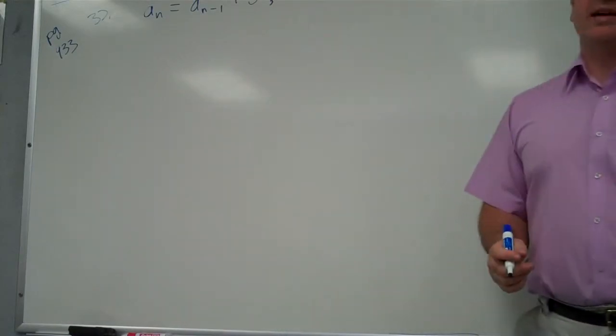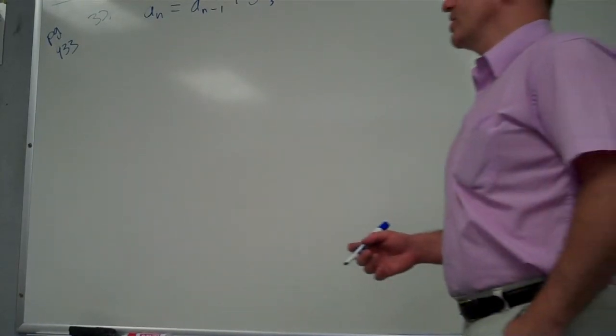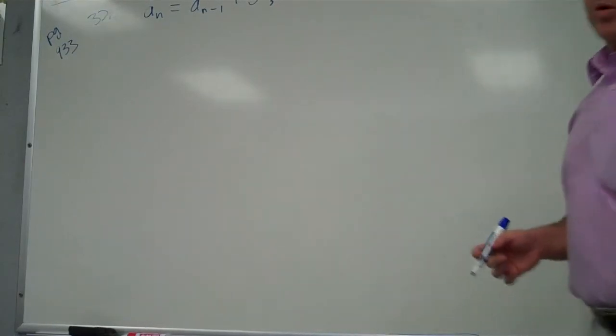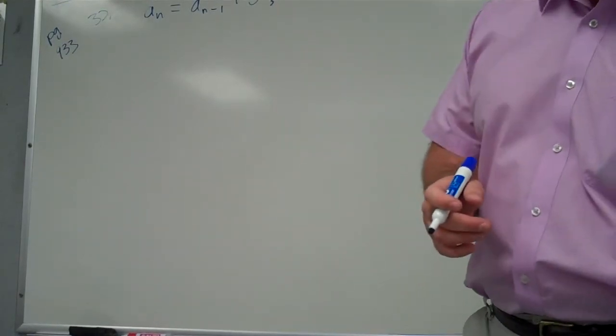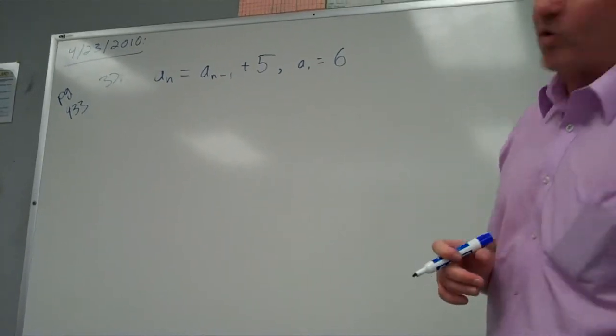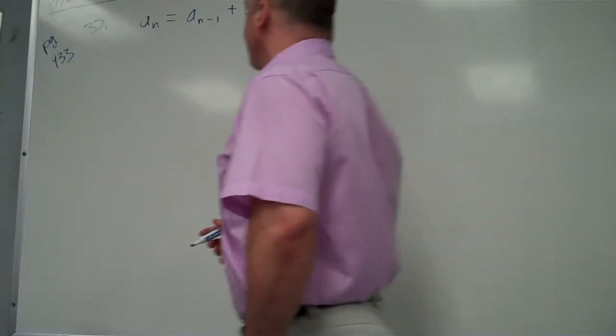Can anyone remember the name for this type of rule? Recursive. Good job, Martina. This is a recursive rule because a sub n is given in terms of something before it. What do the directions say to do with it? It says find the formula for the general term. Do not use a recursion formula. So they've given you the recursion formula.